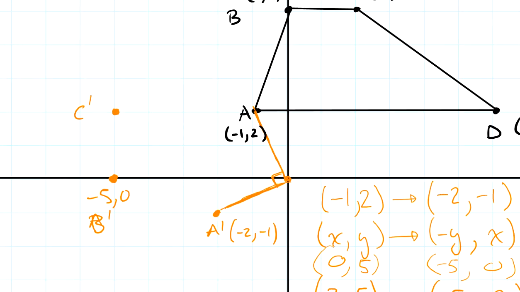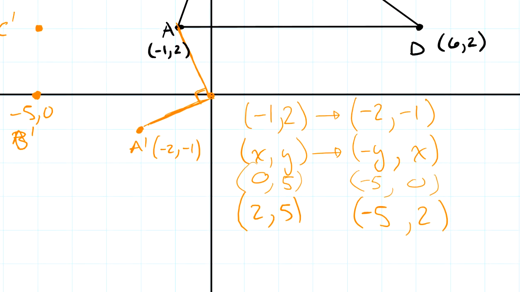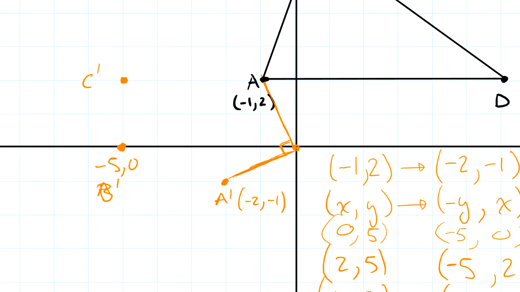And the last point that I need is I need to figure out D. And you can see D is at 6, 2. So let's play the same game with D. D was at 6, 2. So I'm just going to flip them. I'm going to write it as 2, 6. And this is going to become the opposite. So negative 2, positive 6 should be where D primed is.